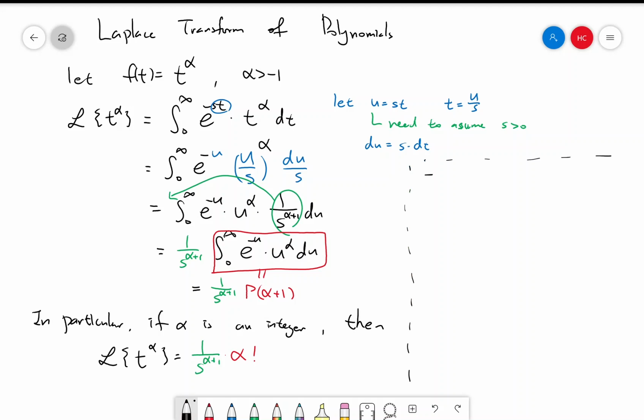So for example, the Laplace transform of t squared is equal to 1 over s cubed times 2 factorial, which is 2 over s cubed. The Laplace transform of t to the fourth is equal to 1 over s to the fifth times 4 factorial, which is 24 over s to the fifth. All right.